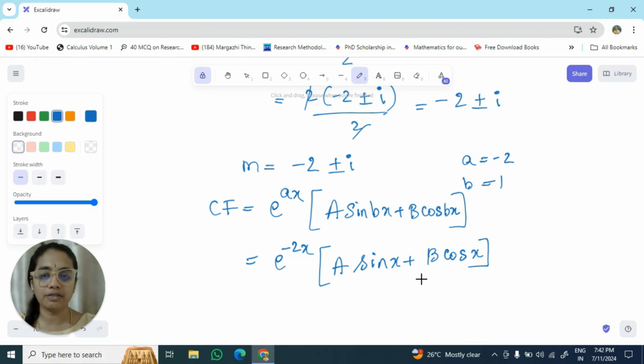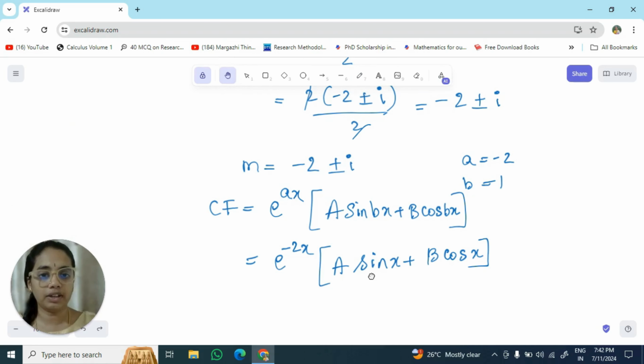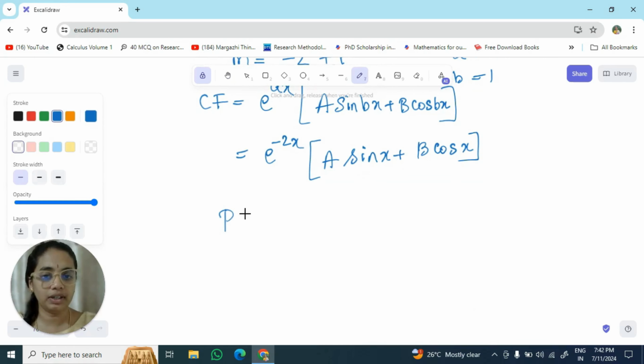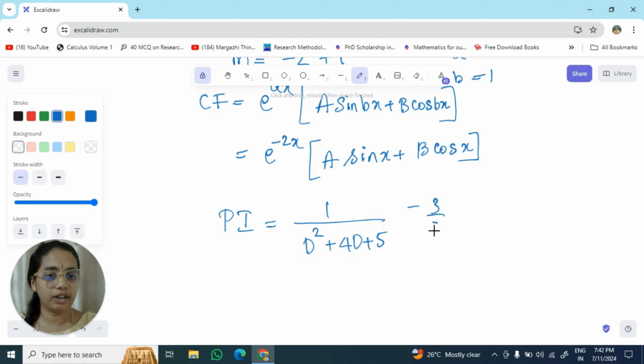So after finding the CF, as usual, let us move on to our particular integral, that is PI. The PI for the particular problem would be 1 divided by d square plus 4d plus 5 into minus 3 by 2 into e power x minus e power minus x. Okay, I have already written the 2 over here, right? So yes, we can just write the constant over here, 3 by 2.